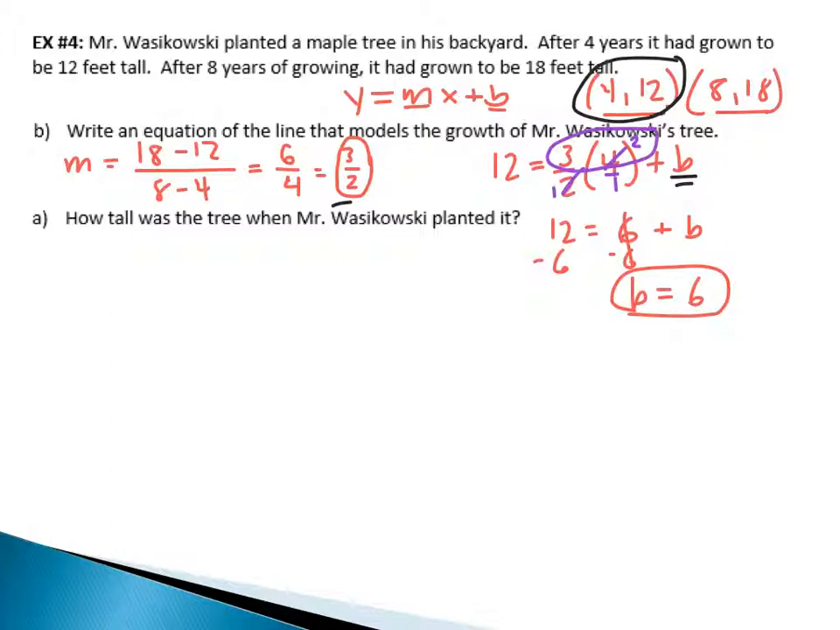Now I can write my equation. So my equation is y equals 3 over 2x plus 6. And this equation represents the height of the tree after so many years.